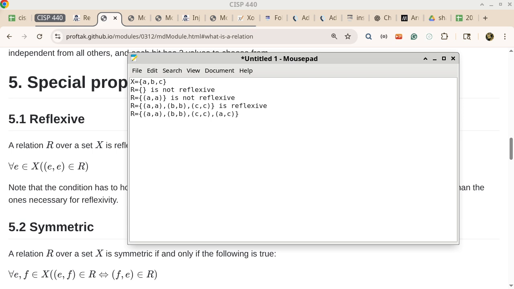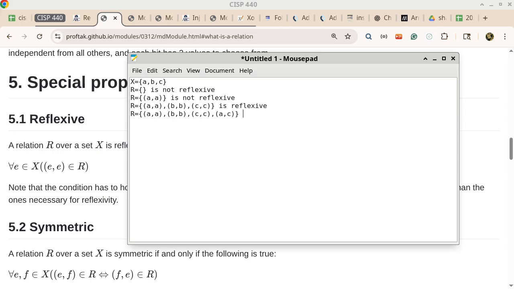It is reflexive. That is correct. Because the key question is: is A still relating to A? Yes. And is B still relating to B? Yes. Is C still relating to C? Yes. So that extra thing AC does not affect whether this particular R, the last row, is reflexive or not.